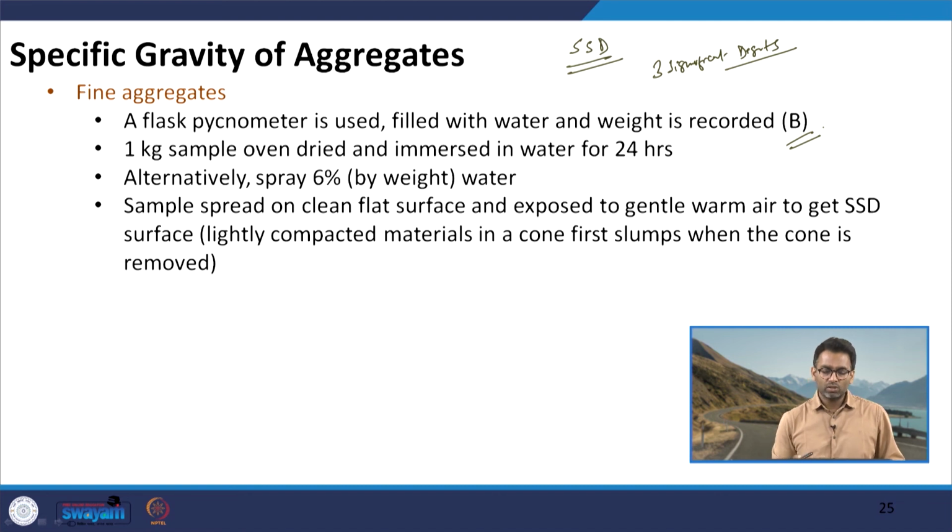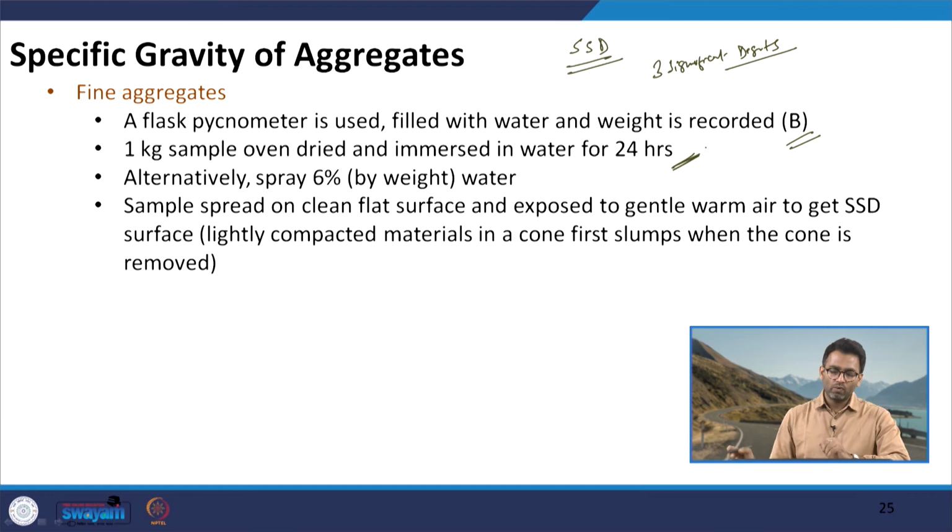Alternatively, the standard mentions that if the water absorption is not very high for the source aggregate, then instead of immersing it for 24 hours, because here our idea is to obtain a saturated surface dry condition after full absorption, you can alternatively spray 6% of water by weight of the aggregate, that will give you a similar type of condition.